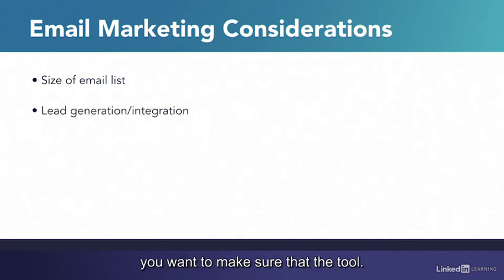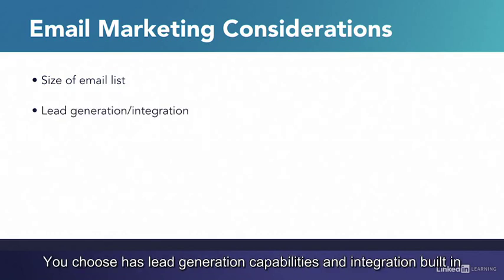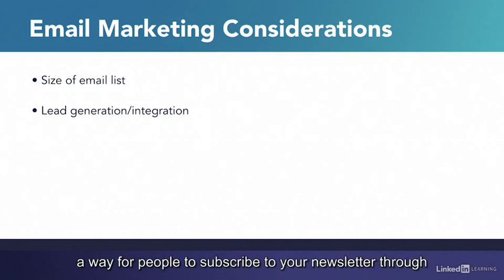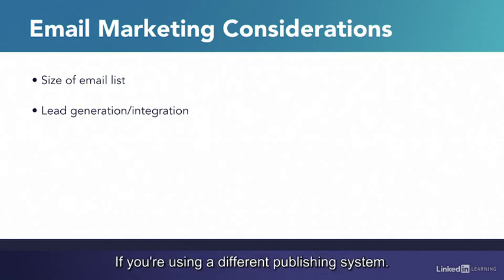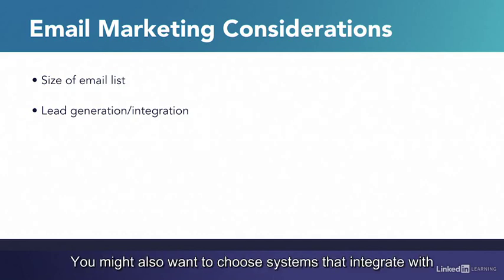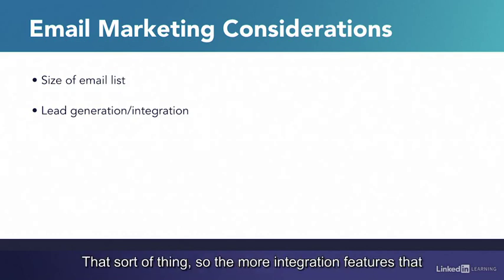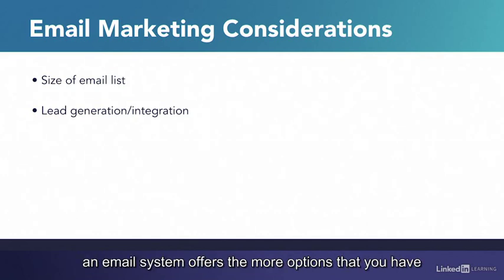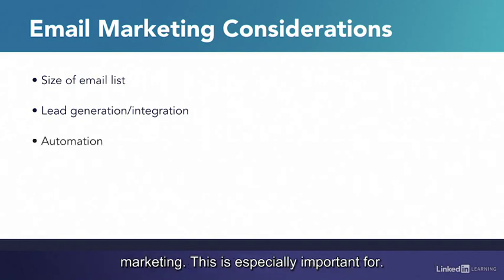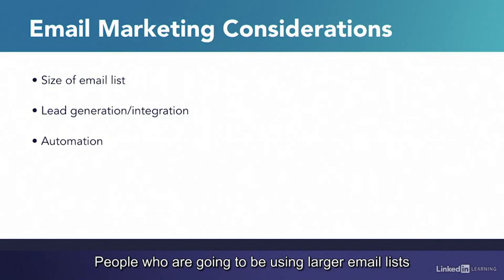You want to make sure that the tool you choose has lead generation capabilities and integration built in. What I mean by this is if you're running a website on WordPress, you want to make sure that you can easily add a way for people to subscribe to your newsletter through your WordPress website. If you're using a different publishing system, you'd want to make sure that your email newsletter system integrates with that as well. You might also want to choose systems that integrate with your social media profiles, that sort of thing. So the more integration features that an email system offers, the more options that you have of connecting that system with other aspects of your digital marketing. This is especially important for people who are going to be using larger email lists.